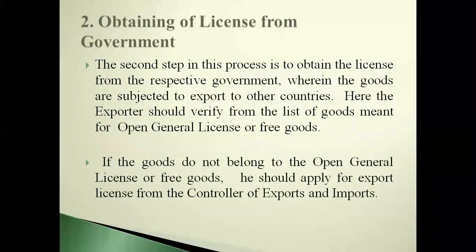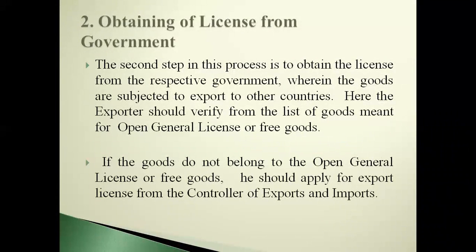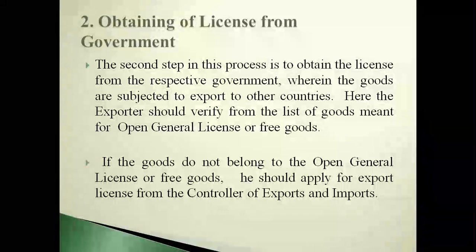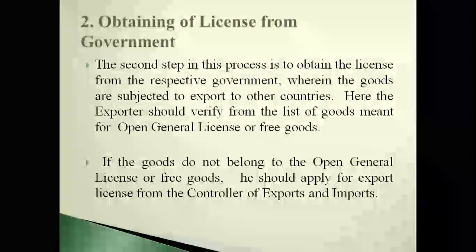Second stage is the obtaining of license from the respective government. As we know, the goods and services which are produced and manufactured in a country are usually subjected to certain controls from the government. In this case, the exporter should verify from the list of goods meant for open general license or free goods.